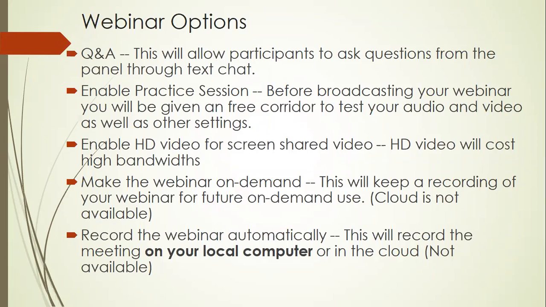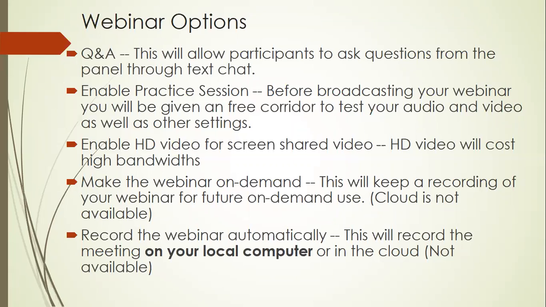And record the webinar automatically. It's better to start the recording once the webinar is started, or you can keep this option checked, and then it will start automatically and you don't need to worry about it. When the webinar is broadcast, it will start recording automatically. But mainly we need to do it on a local computer, not the cloud, because we don't have that cloud facility. The webinar will be recorded on your local computer. So these are the webinar options.